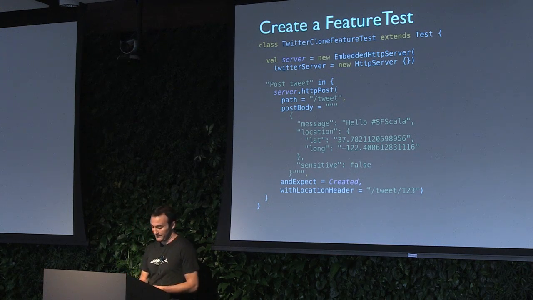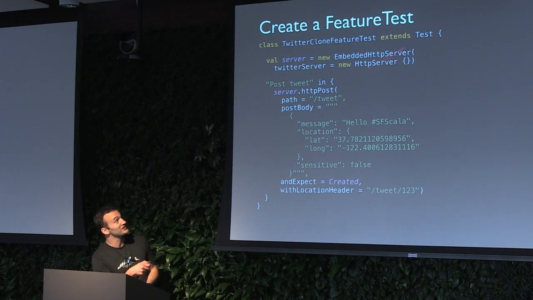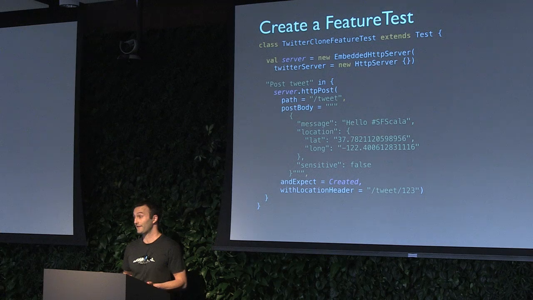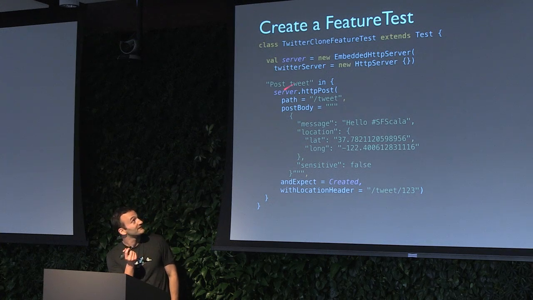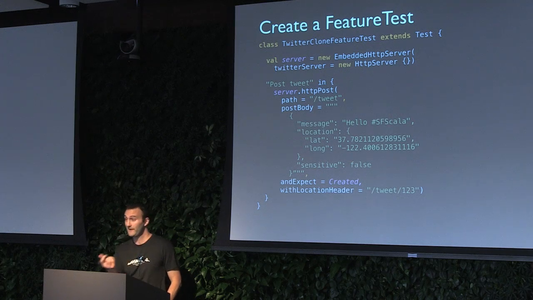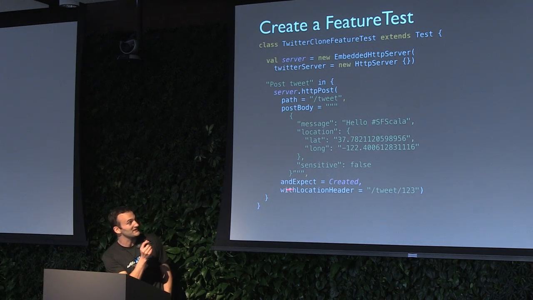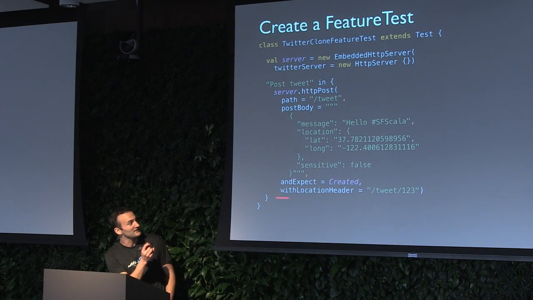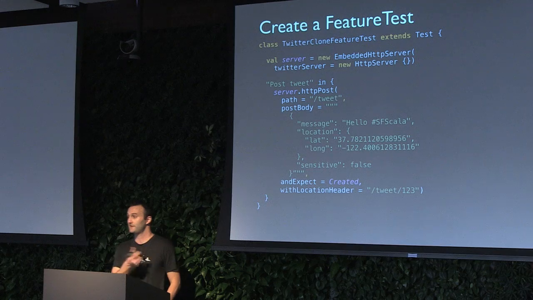With the feature test, the main class that we use is EmbeddedHttpServer, and we hand that a Twitter server. In this case, since we haven't created a Twitter server yet, we just pass an anonymous HTTP server to it. We then specify in the test that we'd like to issue an HTTP post. The path is /tweet. The post body, you can see here, is JSON representing a tweet. And then we have a few assertions. The first assertion is that we expect an HTTP 201 Created response. And we expect a location header to be present that points at the newly created tweet.